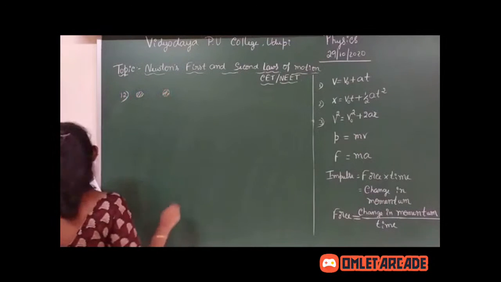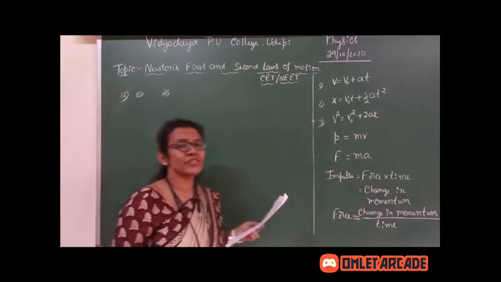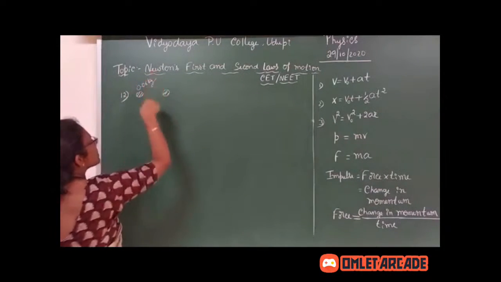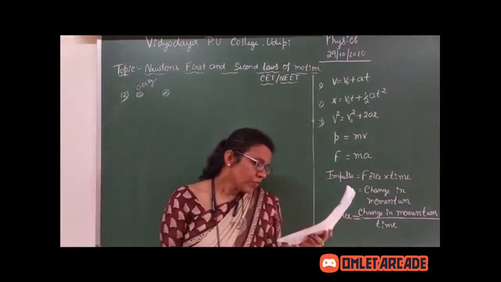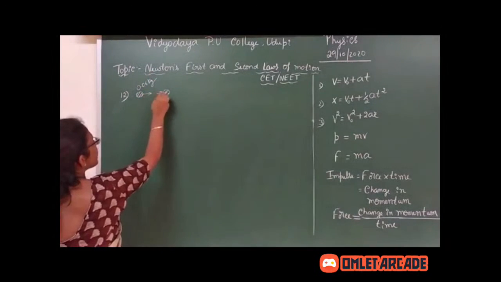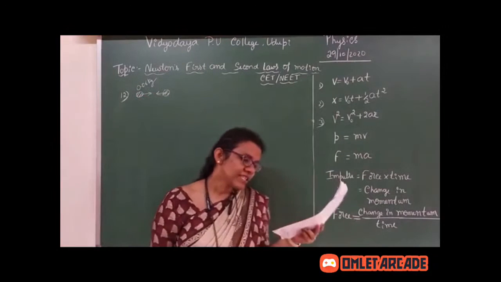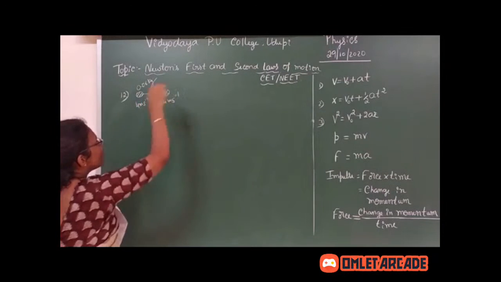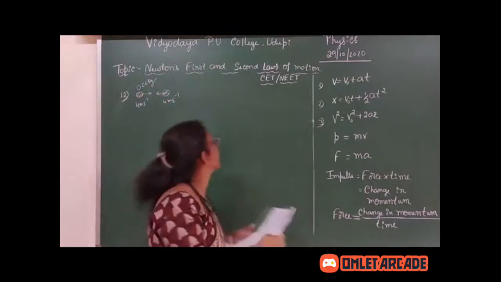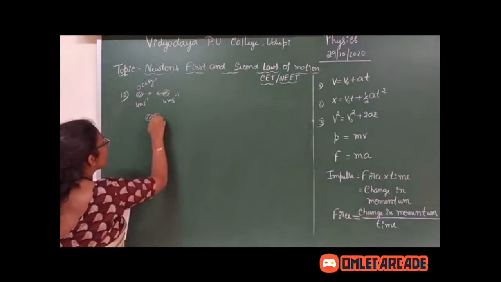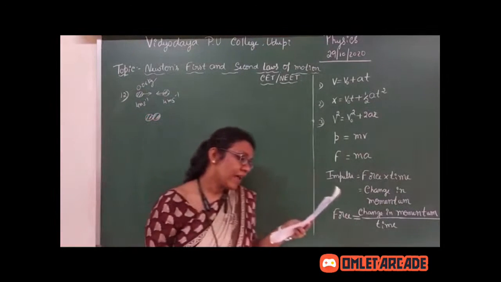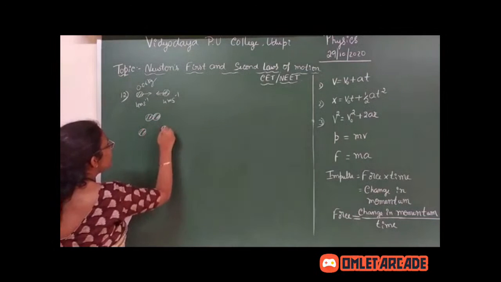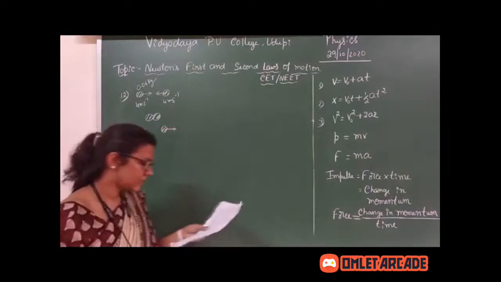The mass of each ball is 60 gram, converted into kg, that is 0.06 kg. Both the masses are same. They are moving in the opposite direction with a speed of 4 meter per second. This one is also moving at 4 meter per second. They will collide and rebound with the same speed after collision.